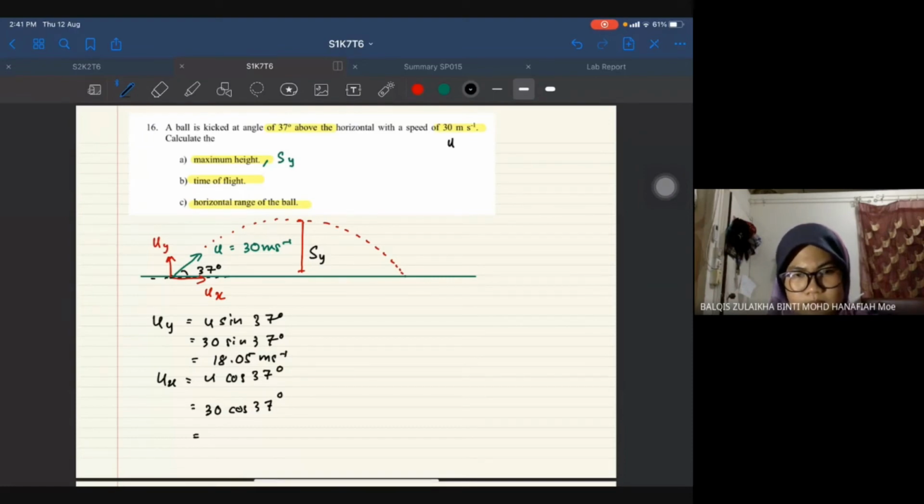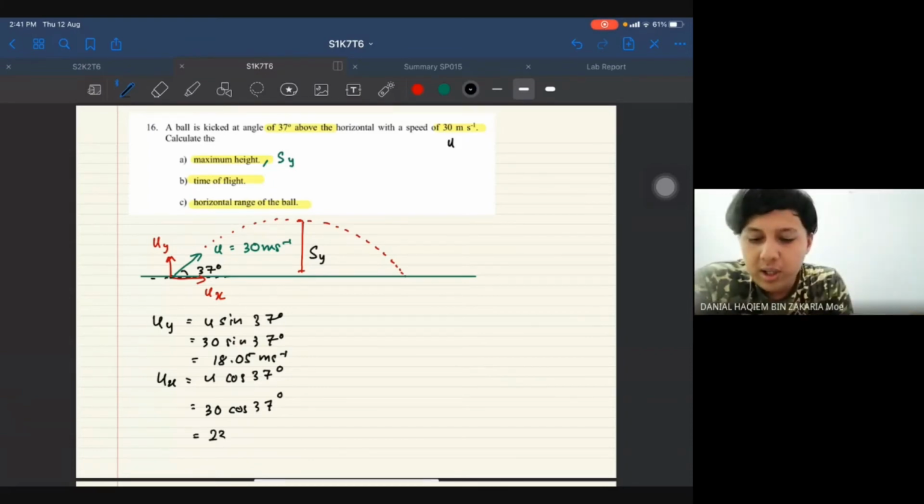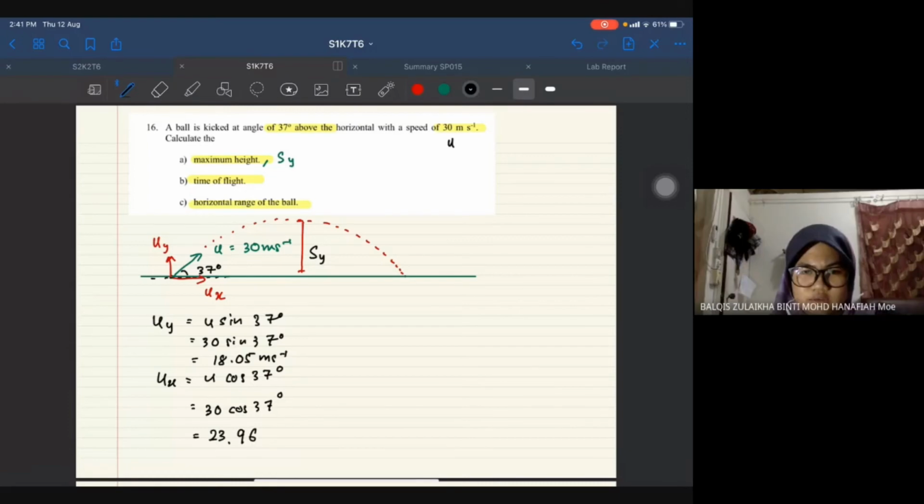Oops. 30 cos 37, it will be 23.9. 23.24 boleh ke sir? Awal sangat nak bundarkan. 23.96. 96, okay. Okay, so kalau masa in between calculation tu, jangan hilangkan pula decimal point dia tu. 2 okay, kalau nak buat 3 pun okay. Tapi tak perlu 6. 6 tu banyak sangat merepek.